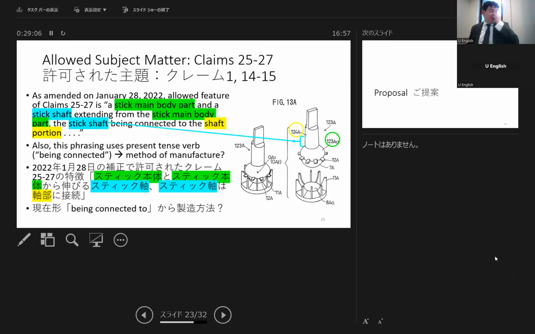The other issue with this allowed claim language is the use of the present tense verb, "being connected," and that kind of suggests a method of manufacture. I don't necessarily personally agree with that. But this is the sort of thing that an infringer might argue, or someone that's trying to invalidate the patent. They're going to look at that and say, this is a method of manufacture. You're mixing statutory classes. The claim is invalid. And the applicant, the patentee, is going to have to defend against that accusation.